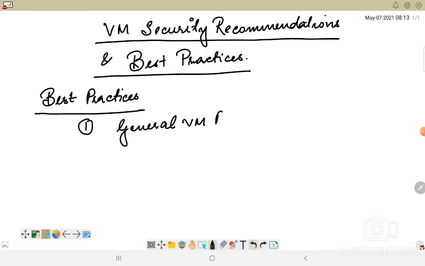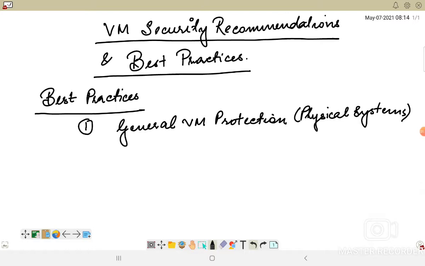General virtual machine protection. Talking about general virtual machine protection, we have to understand that a virtual machine is in most respects equivalent to a physical server, and we have to employ the same security measures in virtual machines which we do for the physical systems. So whatever we are taking care of in the physical systems, similar importance we also have to give to our general virtual machine.